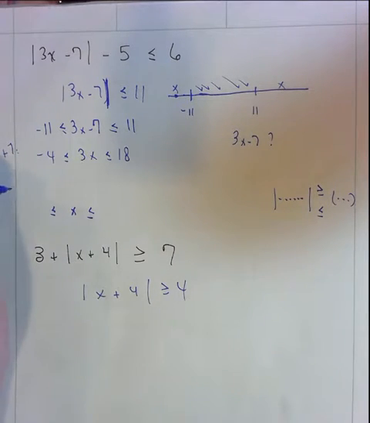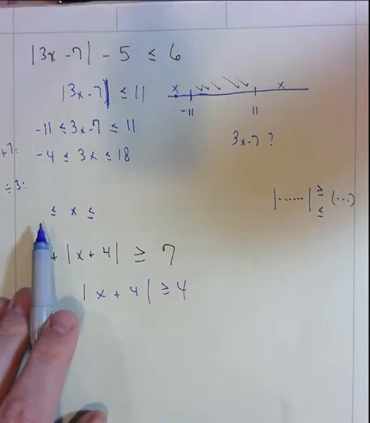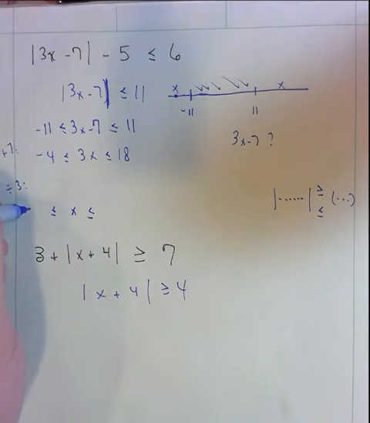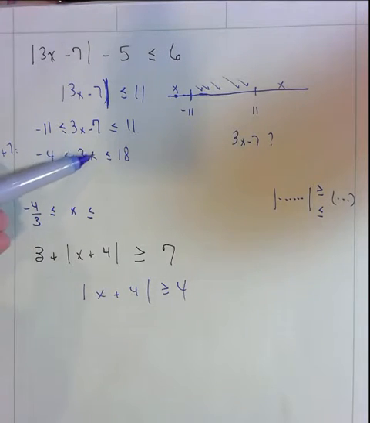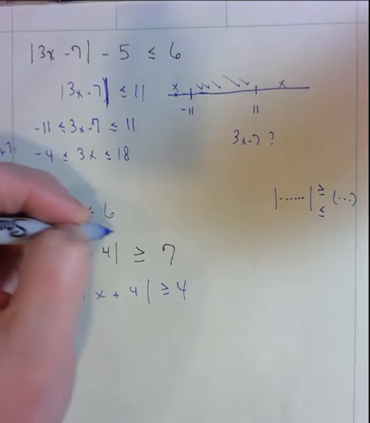And then we're going to divide by 3 everywhere, and I left a little too much space because now we're already ready for this. If I divide across the whole thing by 3, I will get negative 4/3 on the left. 3x divided by 3 is just my x, and then 18 divided by 3 will be my 6.